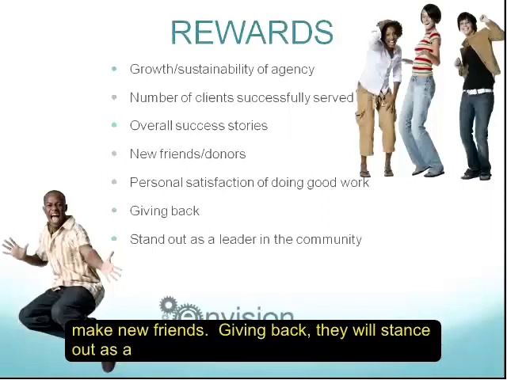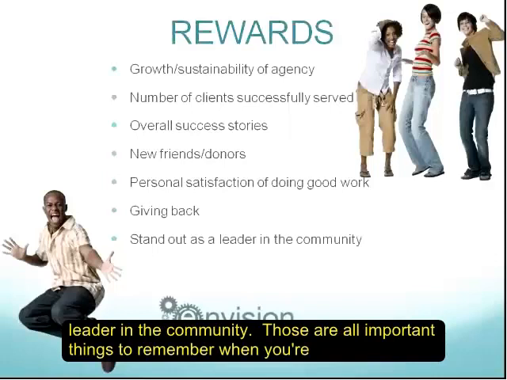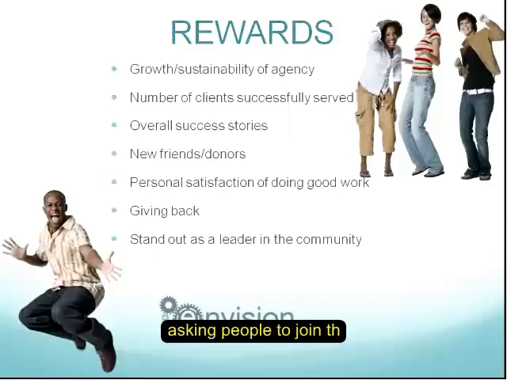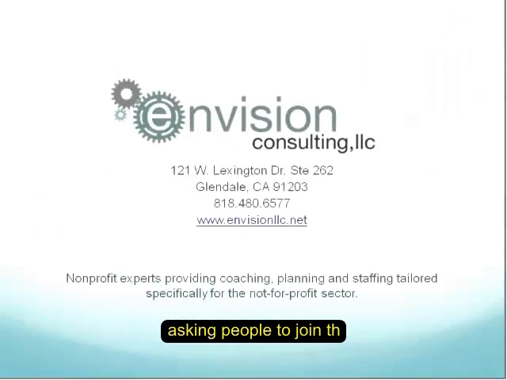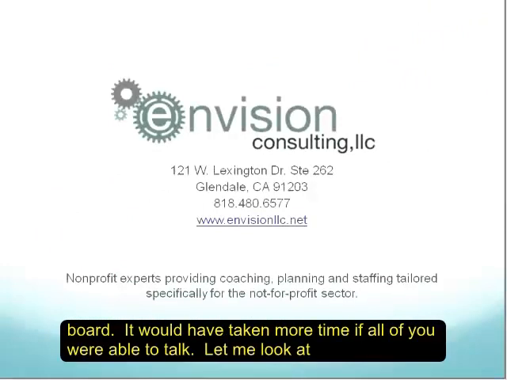If you're going to join the board, you're going to make new friends. Those are really important. You get to give board members the personal satisfaction of doing good work and giving back. They'll stand out as a leader in the community. These are all really important things to remember when you're asking people to join boards. So that is basically the presentation. Obviously, it would have taken a little more time had we all been able to talk during it. But that's basically that. So let me really quickly look at Lisa's question.